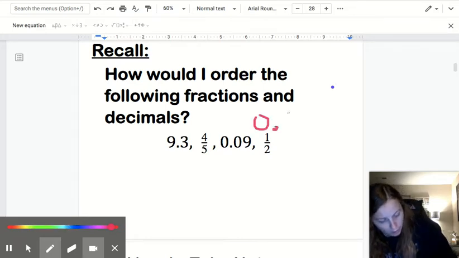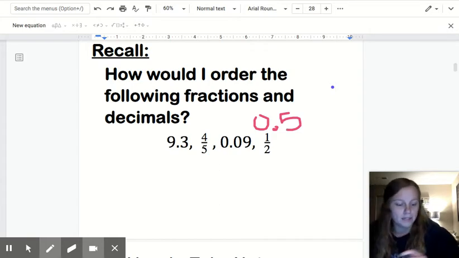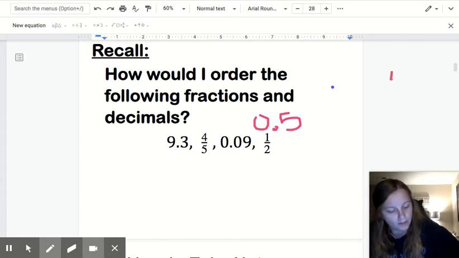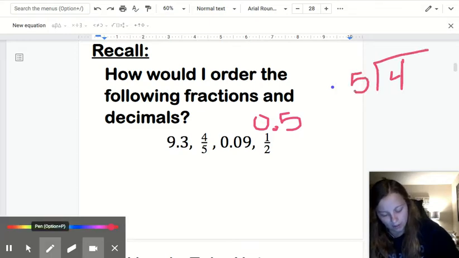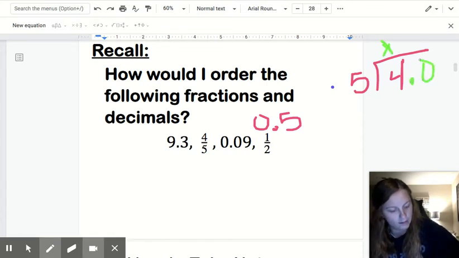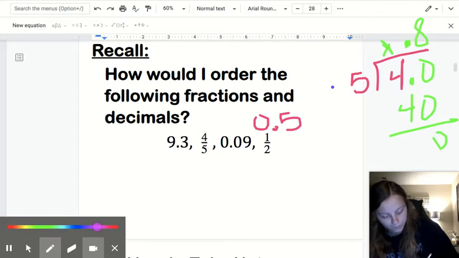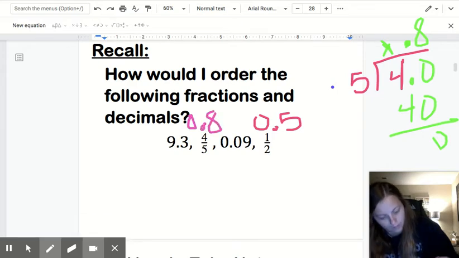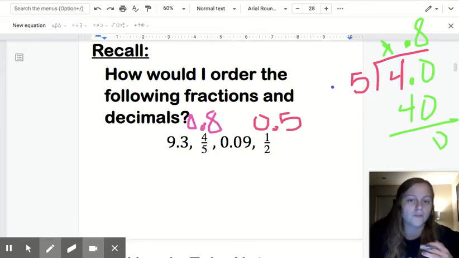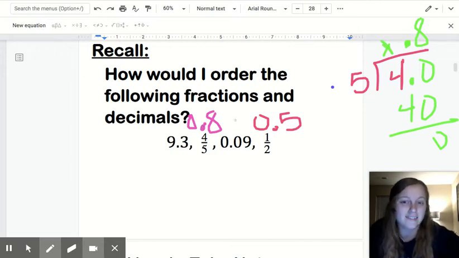1/2 is really 0.5. 4/5, I might need to do a little bit of long division here. So really that means 4 divided by 5. 5 does not go into the number 4. So I add a decimal and a 0. 5 goes into 40 8 times, making sure I add my decimal in my answer as well, which is 0 leftovers. So that really means that 4/5 is 0.8. Now that they're all decimals, it's a lot easier for me to order.